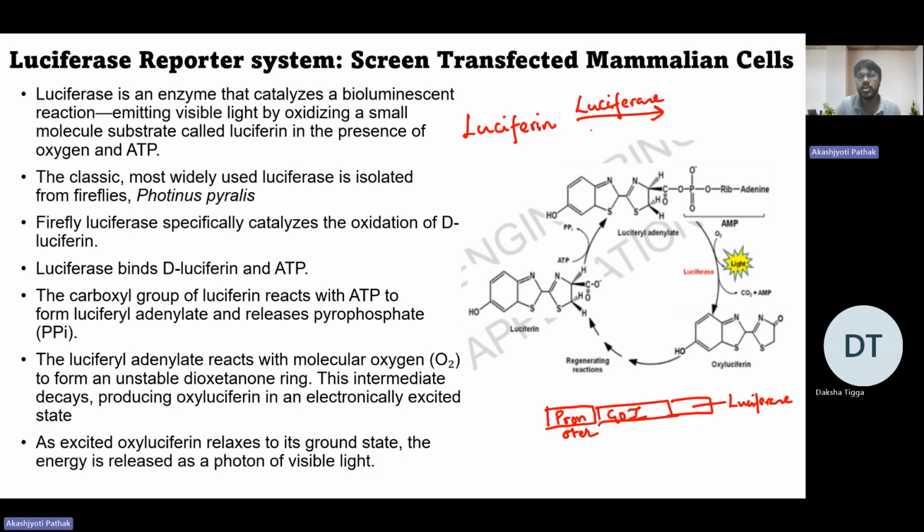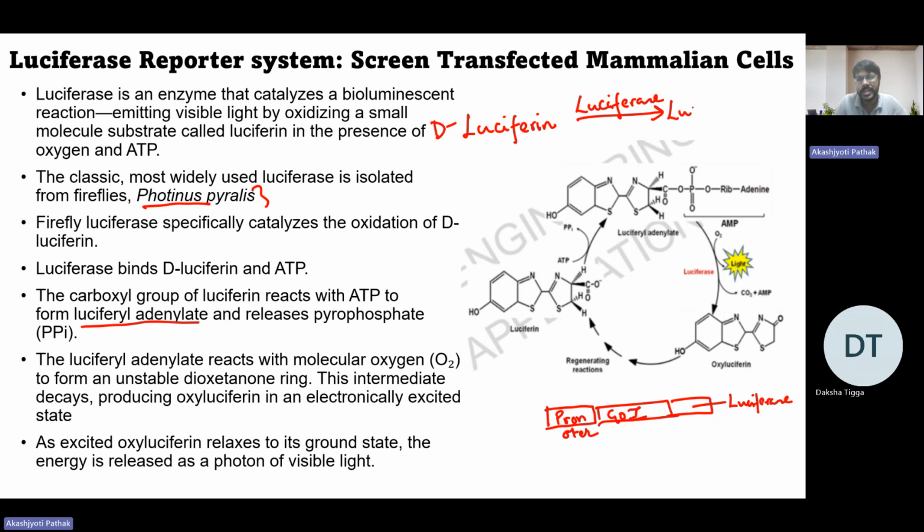So this luciferase enzyme has been isolated, or you have cloned the gene which produces this luciferase in a bacteria, and then you are producing this luciferase enzyme. That is the gene which has been taken from the firefly, Photinus spiralis. Remember the name, it is Photinus spiralis. That's the scientific name of the firefly, and this catalyzes the oxidation of D-luciferin. So it will catalyze the D-luciferin, and what is produced? It will produce luciferyl adenylate.